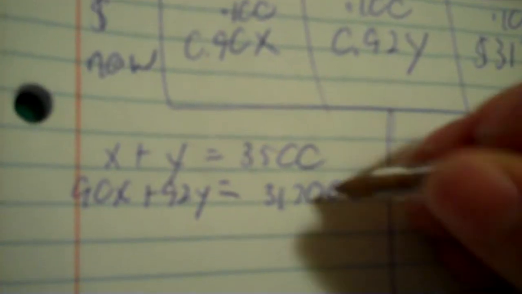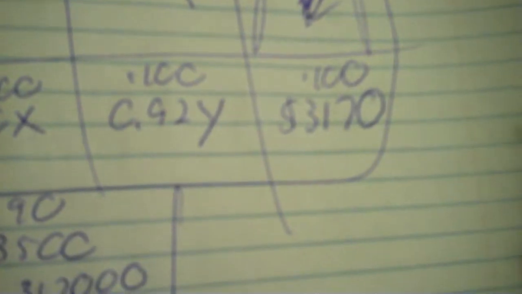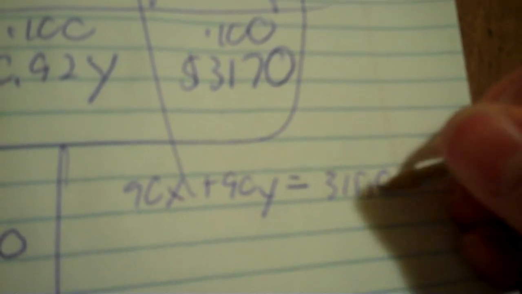Okay, so we got x plus y equals 3,500. Multiply all those by 100 so we don't have to worry about the decimals. So it's 90x plus 92y. You can just put on a couple extra zeros there. 317,000. I'm going to times by 90 on the top, and the bottom you can multiply by 1, but it's really not necessary. 3,500 times 90 is 315,000, which compares well to that. Okay.